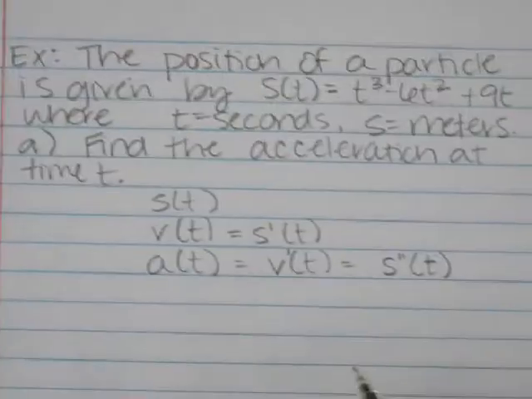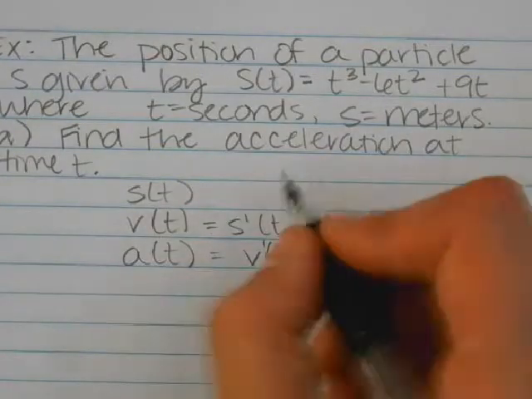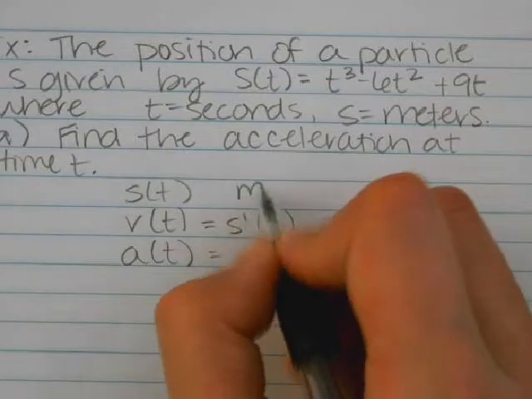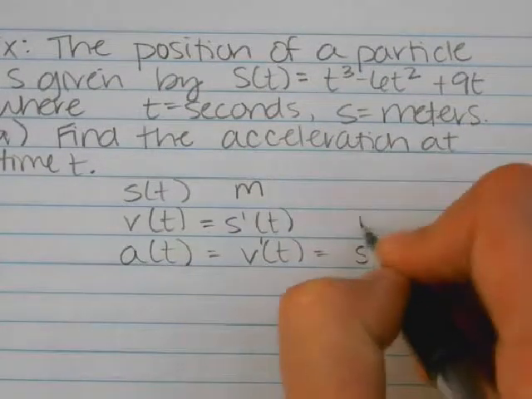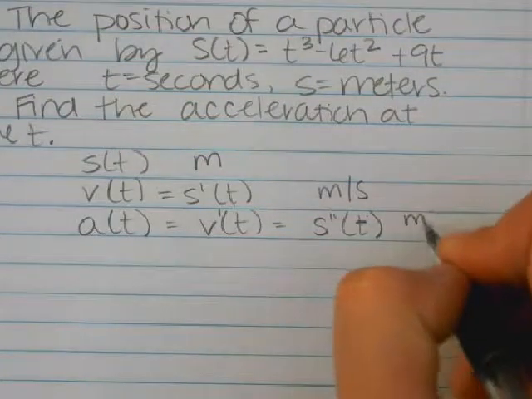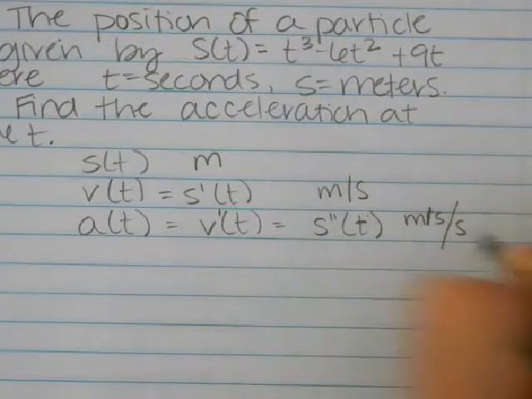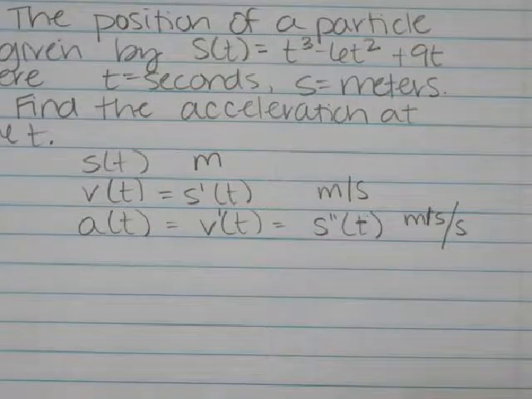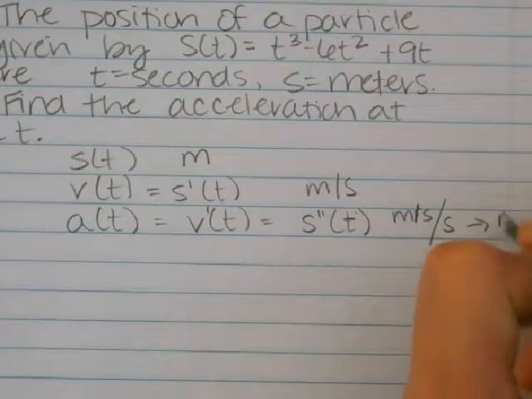And I'm going to remind you of the units so that we know them for this problem. Position is meters. Velocity is meters per second. And then acceleration would be meters per second per second, which we say is meters per second squared.